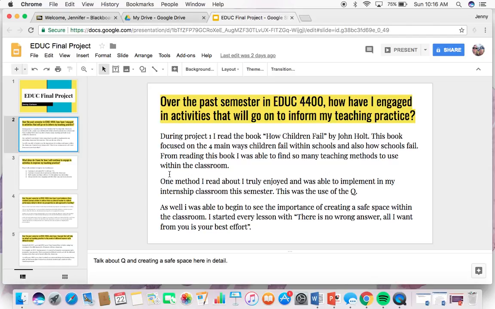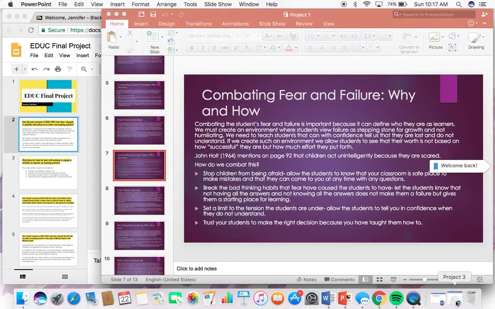And the second thing that I implemented in the classroom was just something that I related to personally, and it had to do with the second part of the book, titled Fear and Failure, and why we should combat that and how. The reason I wanted to put this in here is because children fear failing so much. They fear failing and disappointing their teachers and not making that grade, and that can stop them from trying their hardest because they think they're going to fail.